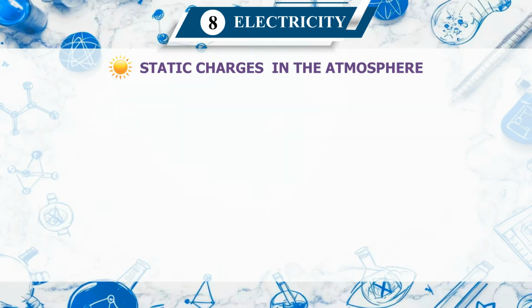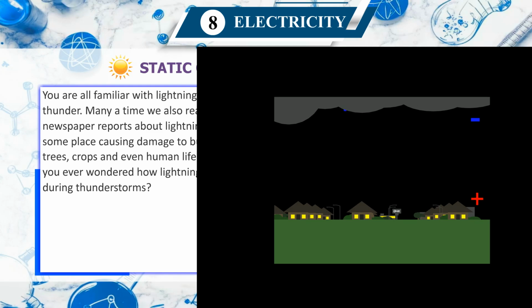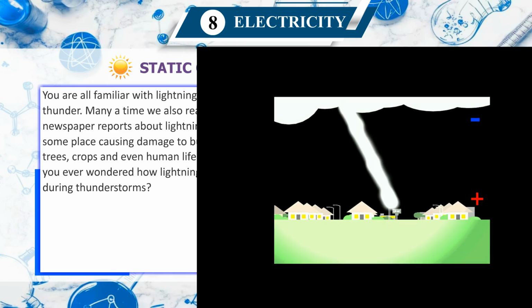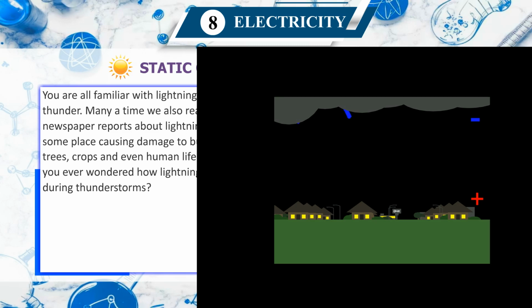Static charges in the atmosphere. You are all familiar with lightning and thunder. Many a time we also read in newspaper reports about lightning striking some place, causing damage to buildings, trees, crops and even human life. But have you ever wondered how lightning strikes during thunderstorms?